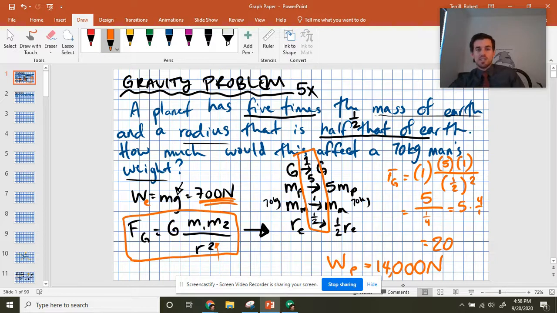So key skills is definitely using the appropriate formula, figuring out how to plug in those factors of change, and then just some algebra to clean it up and get to our final answer.